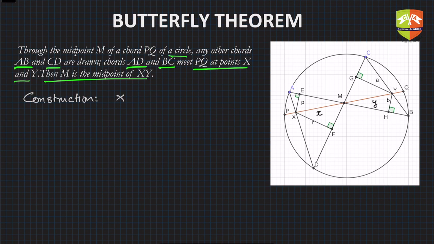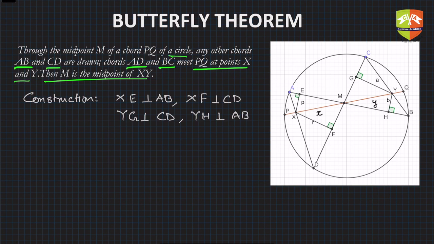I've drawn XE perpendicular to AB, and XF is perpendicular to CD. Similarly, YG is perpendicular to CD and YH is perpendicular to AB, right? This is the construction. Now you have to be very clear with similar triangles here.